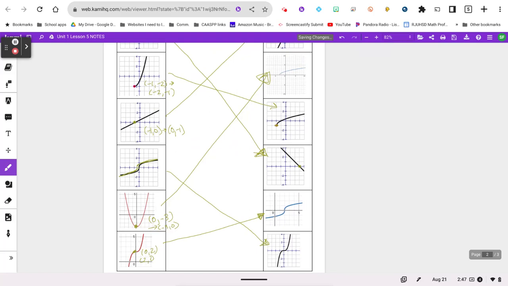In our next lesson, we're going to be going over a word problem, and then we will be getting ready for the test.